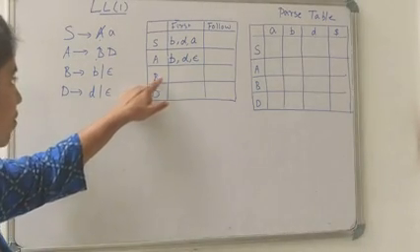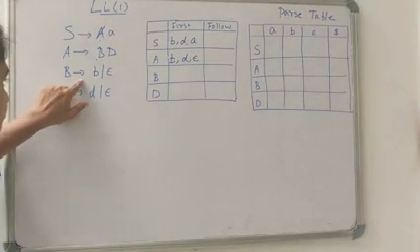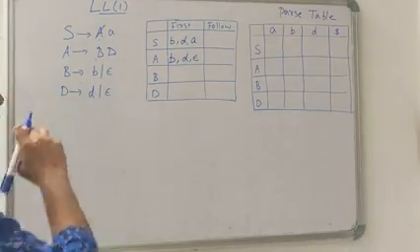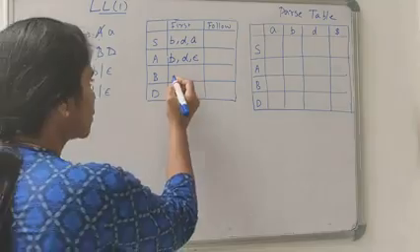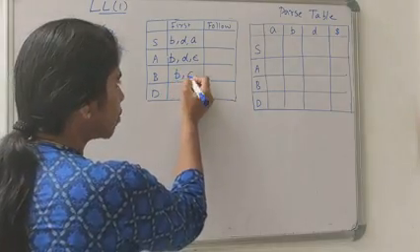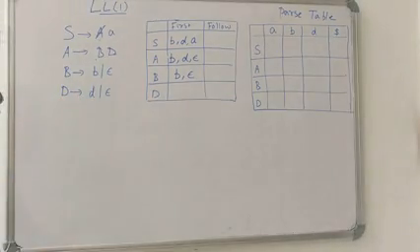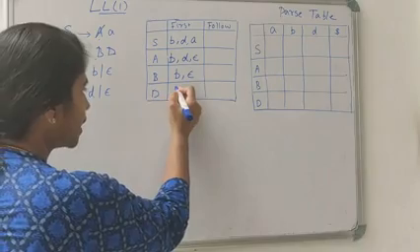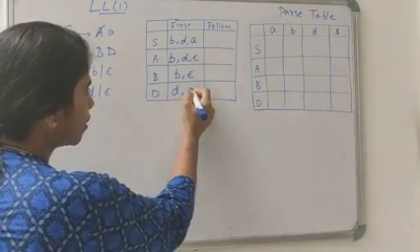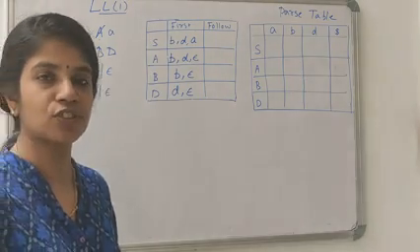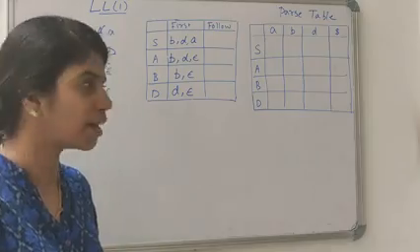Then next one is first of B. First of B is b or epsilon. B can be replaced by small letter b or epsilon. So what is first of B? It is b or epsilon. Then D gives d or epsilon. That means first of D is small letter d or epsilon. This is how we calculate first of all the non-terminals in the grammar.